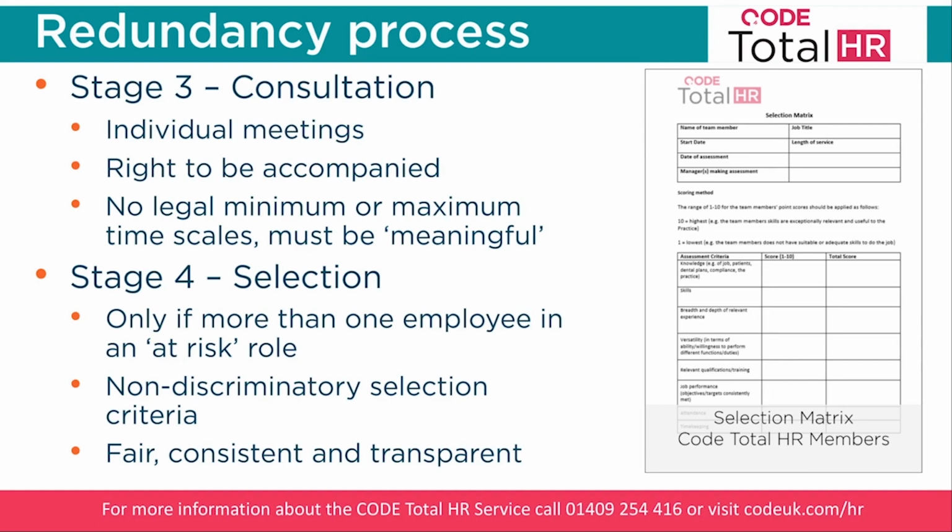But a few examples for those, maybe without that HR support. So examples of criteria could be qualifications, skills, knowledge, things like their performance. So you could look back at historic appraisal data, as well as timekeeping. So those are some really tangible things that you would be able to look at scoring team members on. Now, once the scoring has been completed, you will need to again meet with that team member individually, of course, to discuss their scores. So that's why it's very important that you're really transparent with it.